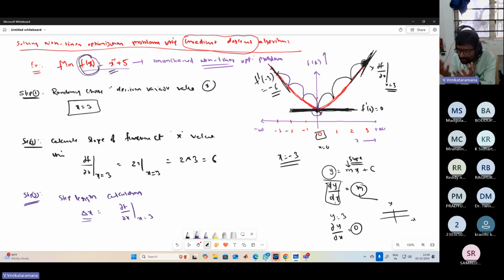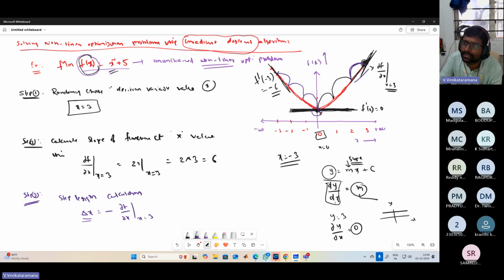So how will we convey that part? Simply keep a negative sign. If it is a positive slope, it will become a negative side movement. If it is a negative slope, it will become a positive side movement. That's why we have minus dou f by dou x. This sign tells you the direction.